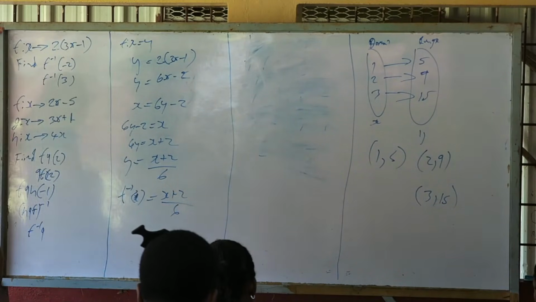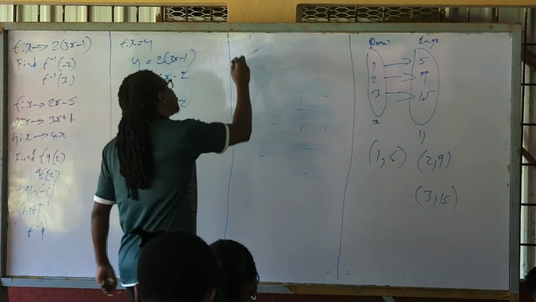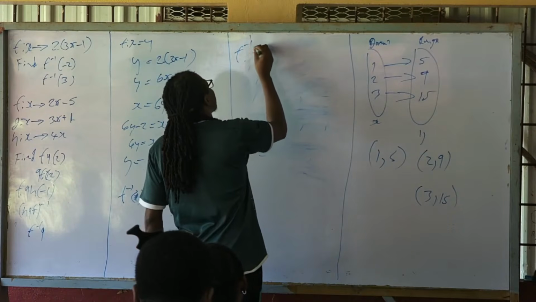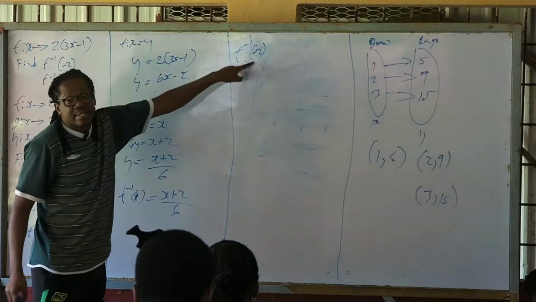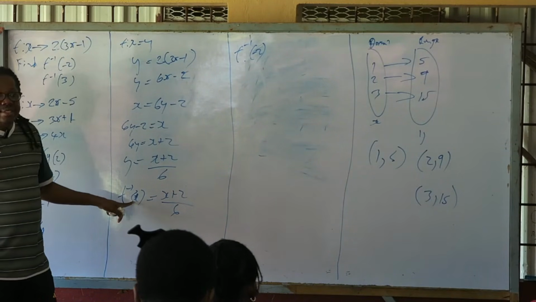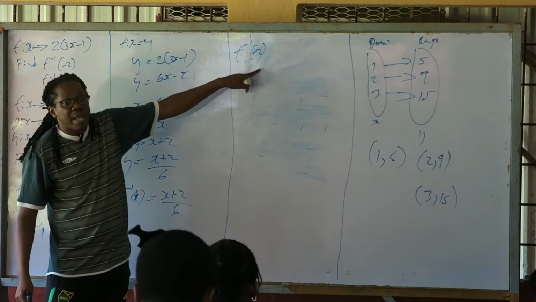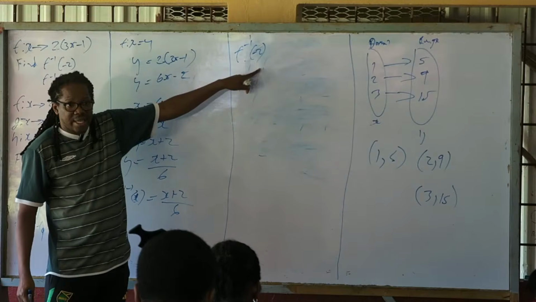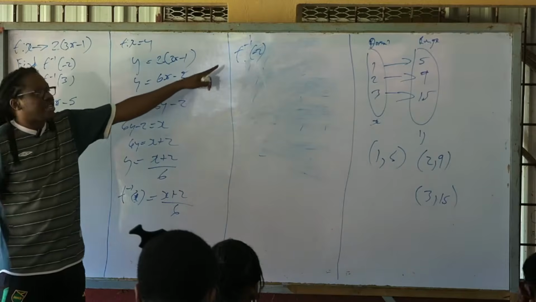You see that? They now say find f inverse of minus 2. What do you realize between this and this? The minus 2 replaces the x. This is f inverse x, and now this is f inverse of minus 2. Are you understanding that? Good. So this only defines the relationship. This is now telling you the value of x.